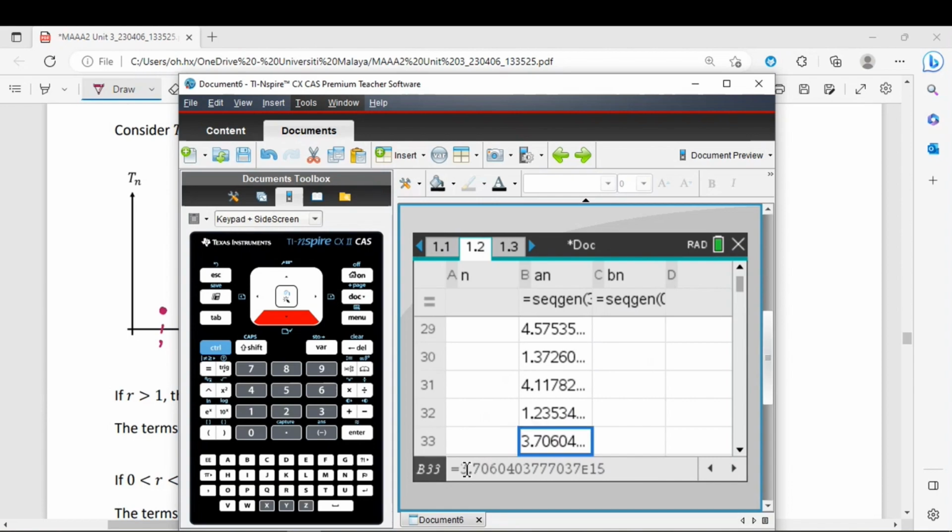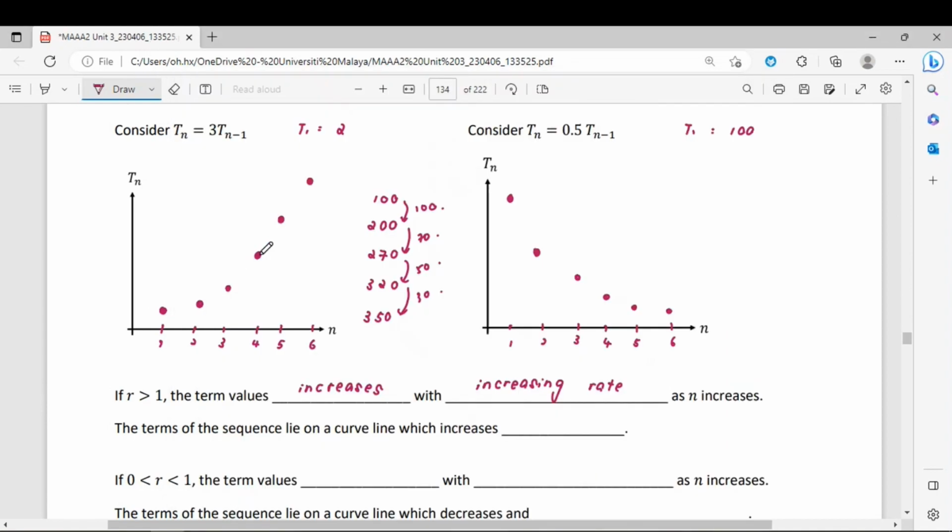Okay, so you get 3, then you need to multiply by 10 to the power of 15 like that. The number will keep on increasing if you keep on multiplying by 3. So there wouldn't be an end to the number that you are getting, which means it will just increase infinitely, until infinity. So that's the idea for the first type of graph.